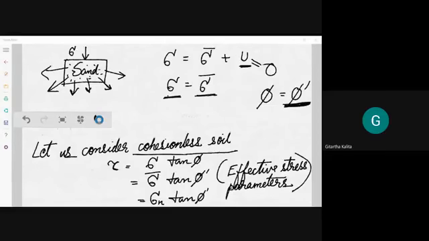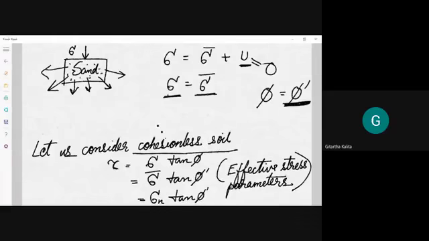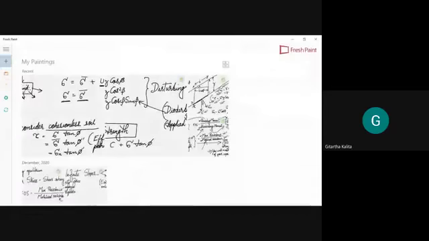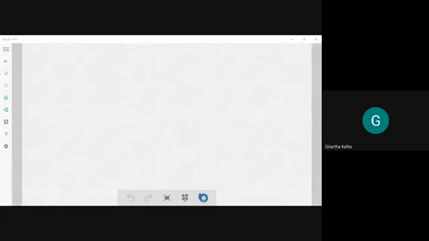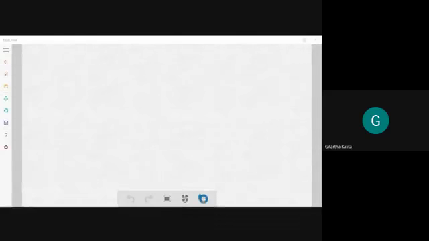So now, in limiting equilibrium condition, what will happen? We have already discussed that when we analyze anything, we analyze it in the equilibrium condition, where the applied force is equal to the capacity.